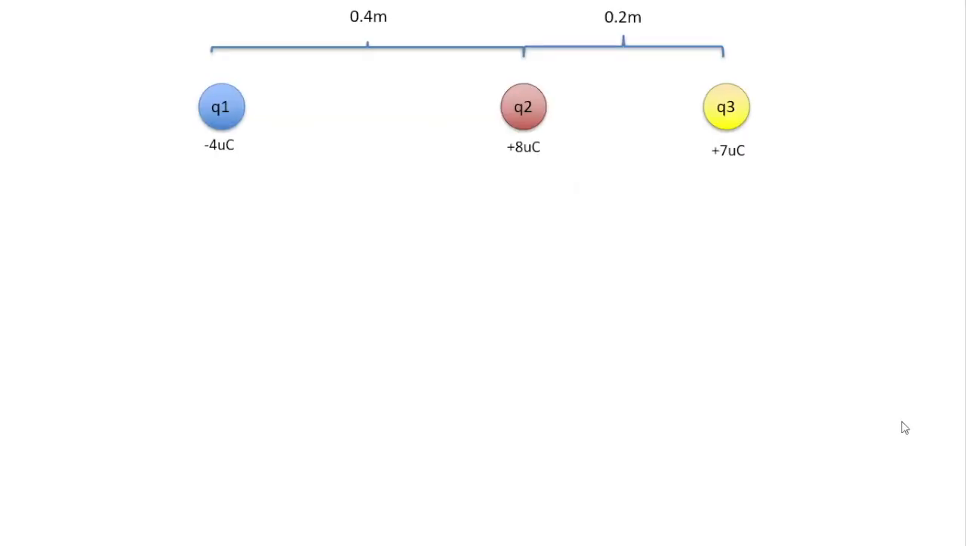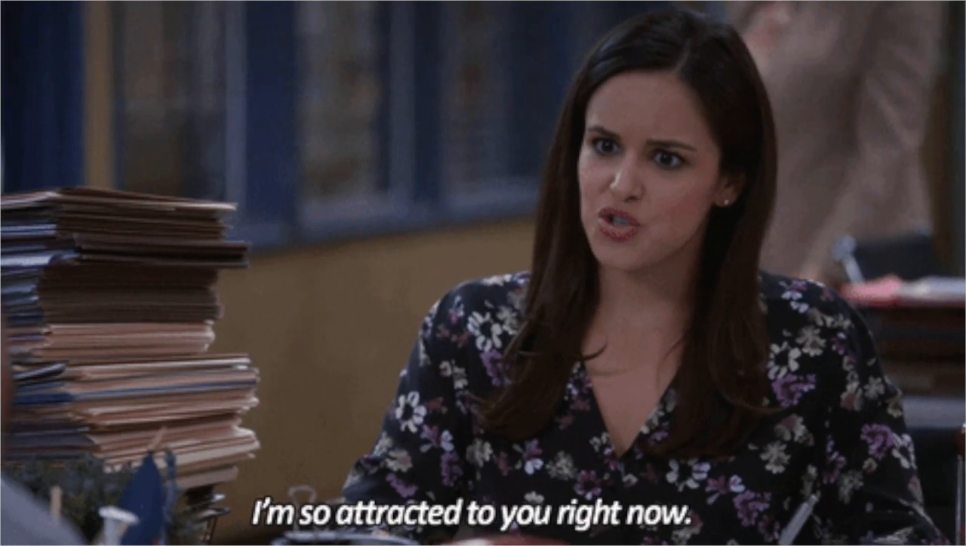Now we're going to take a look at one of our last examples here, and this one's going to involve some math. So on the top, we have Q1, Q2, and Q3. Let's first start by looking at what forces are being applied to Q1 just by Q2. So let's ignore Q3 for a sec. Well, Q1 is negative and Q2 is positive, meaning that Q1 will be attracted to the right by Q2. But if we look at Q2, Q2 is attracted to the left by Q1.